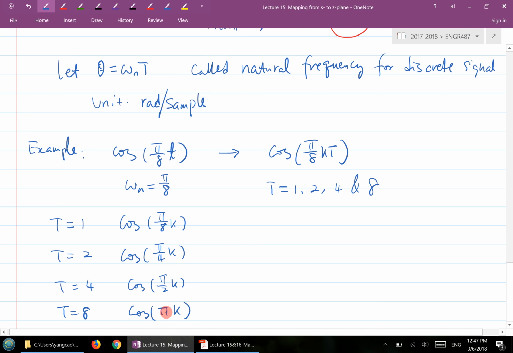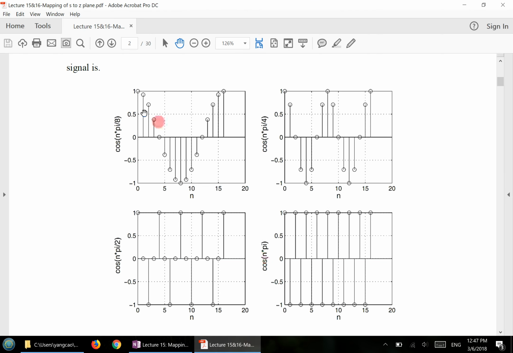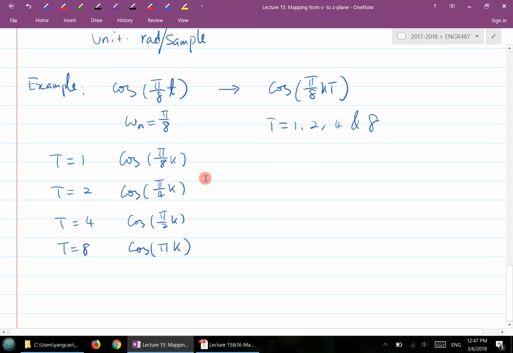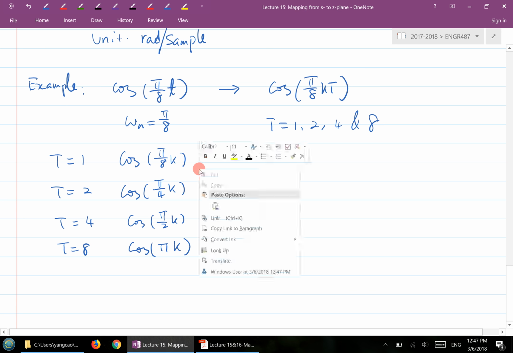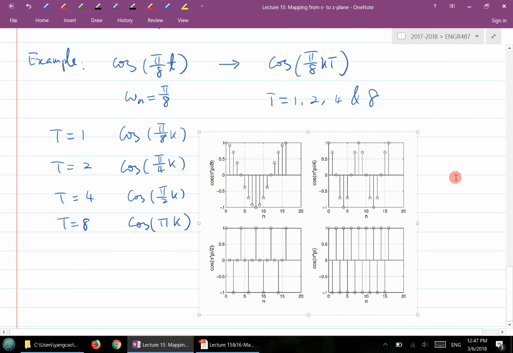Now here's a graph based on the different sampling times. Let me copy this graph into my OneNote over here. Alright, let's take a look at the graph.